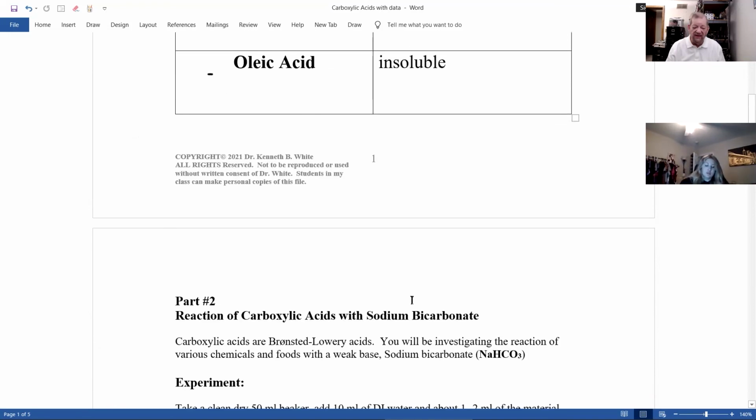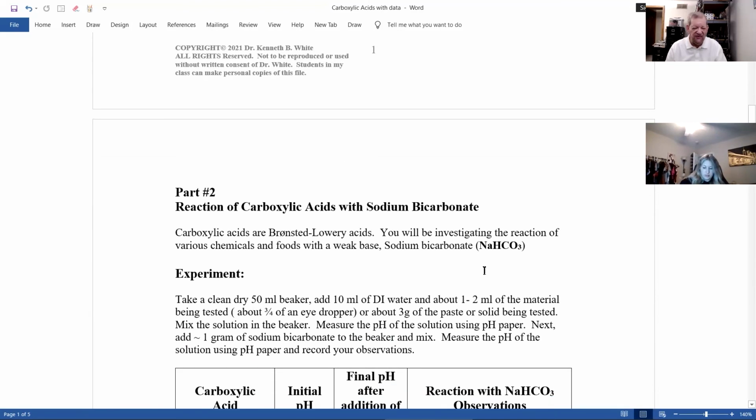The next one, if we were face-to-face, I'd be telling you we're going to be working with some very, very, very dangerous substances now. And remember, carboxylic acids are acids, and sodium bicarbonate, baking soda, is a base. We went through this earlier today, but I'll write it on the lab.